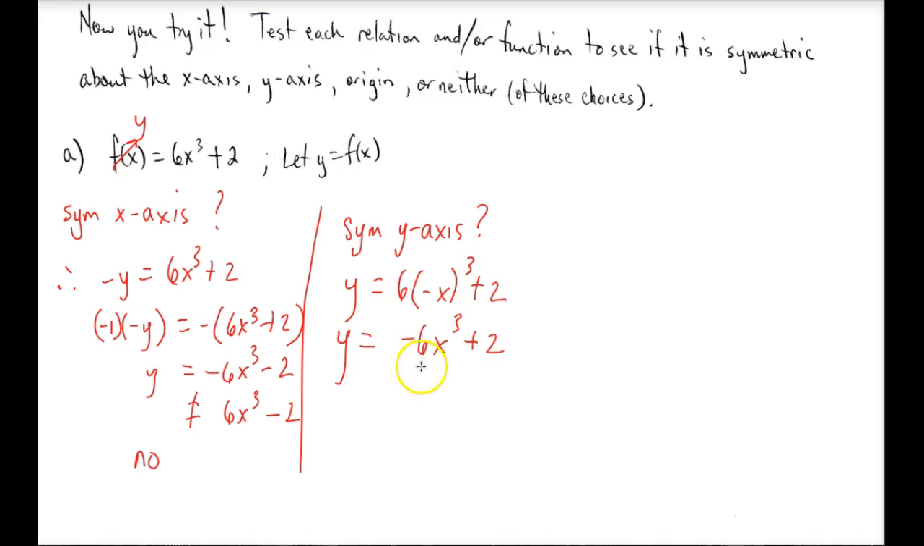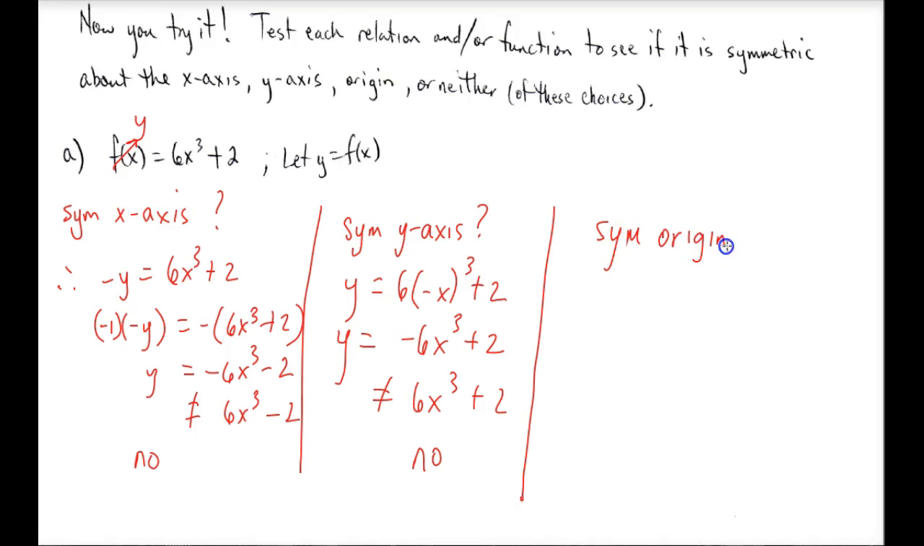And again, we're comparing to see if what we have right here is the same thing that we originally ended up with. And so that is not true there either. So there's no symmetry about the y-axis. So last thing that we'll do is say symmetry about the origin.